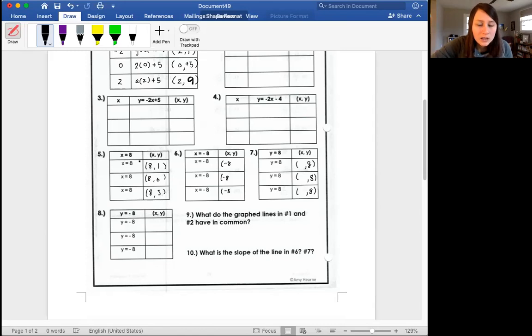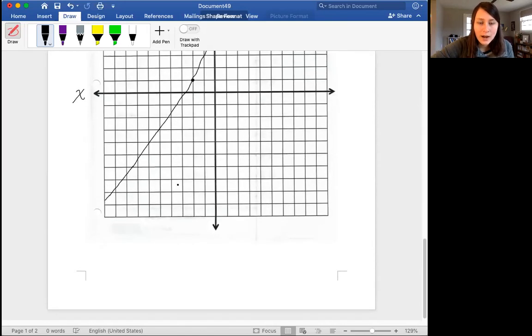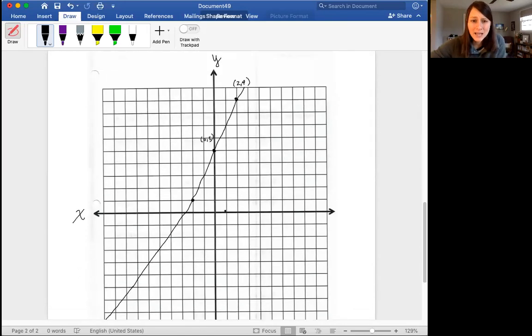So going up, let's plot these points. It's 8, 1, 8, 0, and 8, 5. So let's go to our graph. Your X is at 8. So I'm going to count over to where positive 8 is on my X-axis. 1, 2, 3, 4, 5, 6, 7, 8. That's right here. 8, 0, right? 8, 1, I think, and 8, 5. 1, 2, 1, 2, 3, 4, 5.